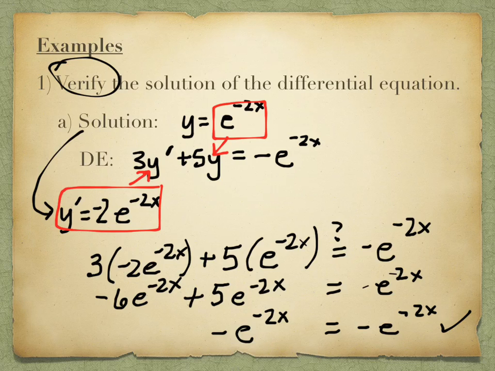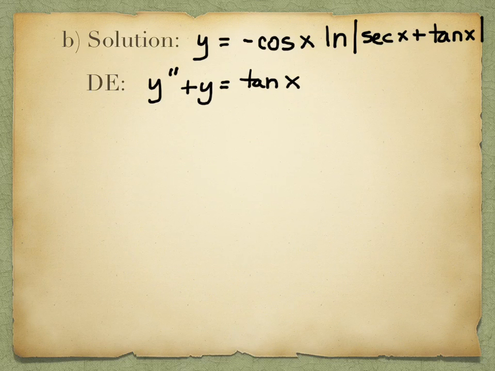Does that make sense? All good with that? All right. We're going to do another one. What's different about this one? There's several things. Somebody tell me one. I've got a second derivative here. What else? Trig. There's trig involved. And we've got a natural log.